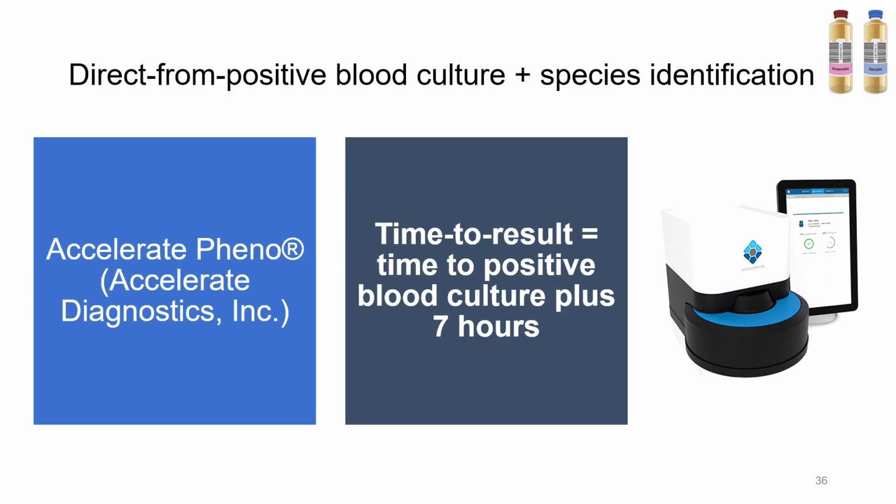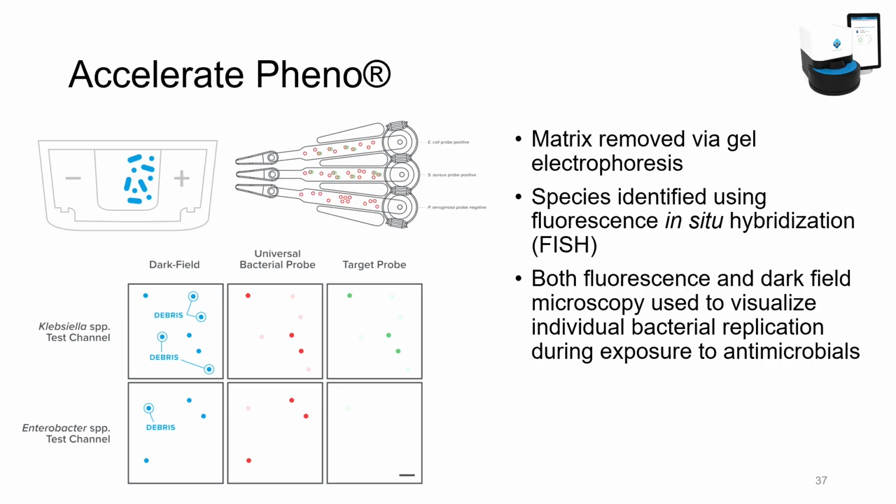Okay, so for the last commercial technology I'm going to talk about, I will talk about Accelerate Pheno. So this is a technology that has the AST plus species identification, and the whole thing is completed in about 7 hours from the positive blood culture bottle. So they use gel electrophoresis to remove that blood matrix. Then they do identification using fluorescence in situ hybridization. And then they use some advanced optical microscopy to watch the individual bacteria grow while they're exposed to antibiotics.